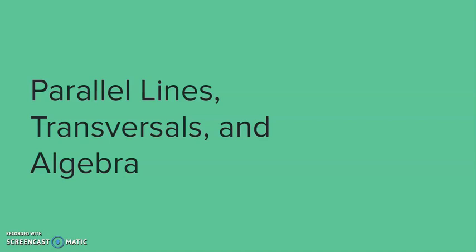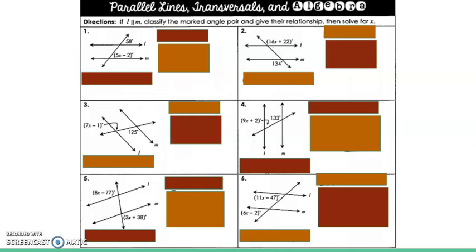Now that we know what the relationships between the angles are when we have parallel lines and a transversal going through them, we can look and see how to find missing angle measures using algebra as well. Looking at our first example, they told us that line L and line M are parallel, and then we see that we have our transversal, and we want to figure out what the relationship between the angles are, and then we can find what x is.